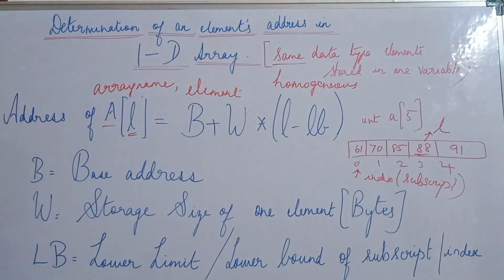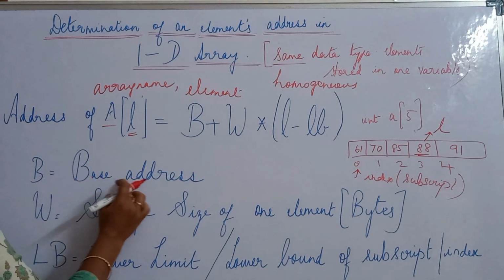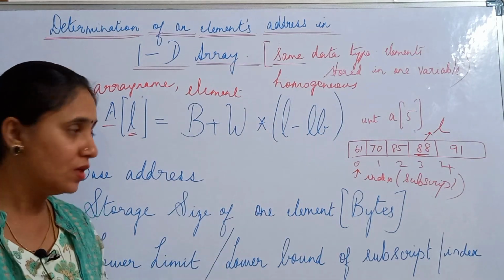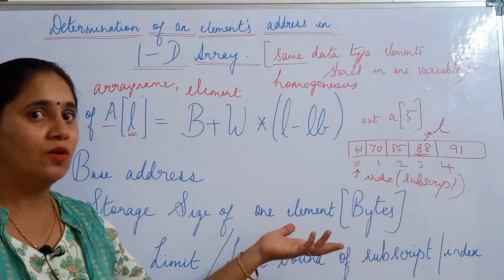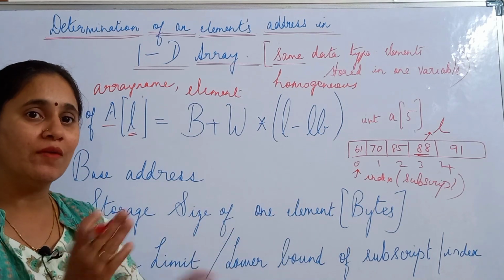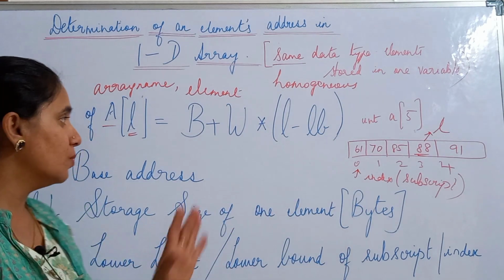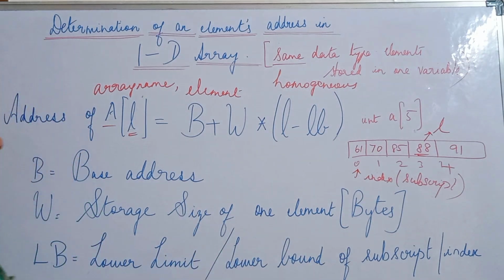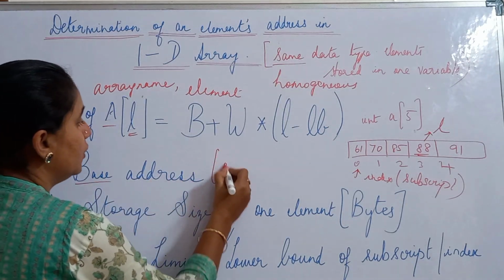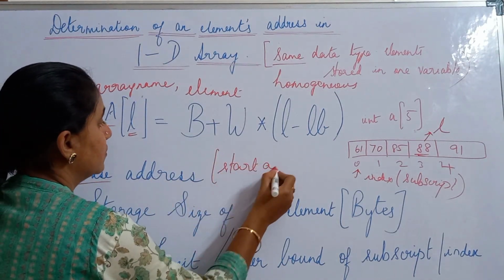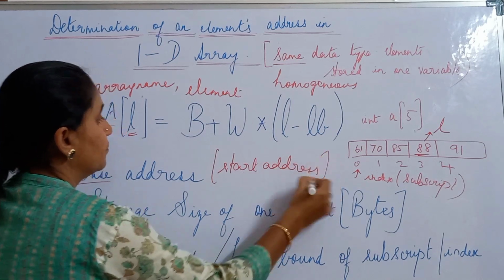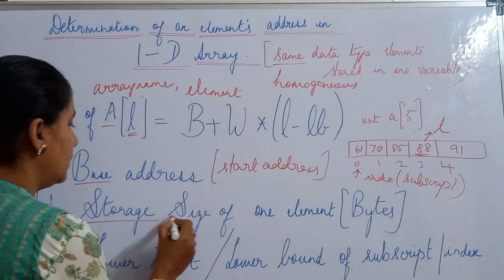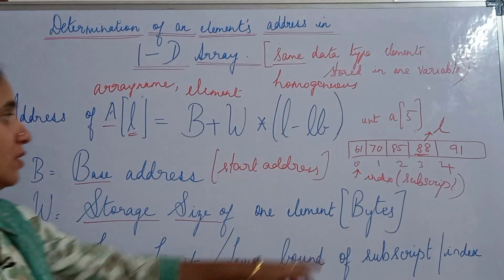Now B. What is this B? B is nothing but the base address. In the question they will give you all these values, so we must substitute them, and you may have to alter the formula, which we will discuss in the future. The base address is the starting address of the array variable. This they will give you. And next is W. W is nothing but the storage size of one element. They will give you that also.